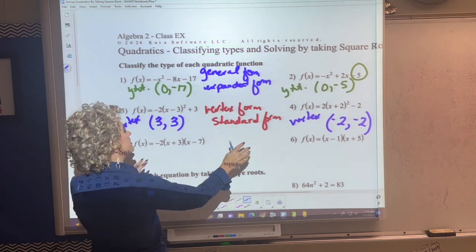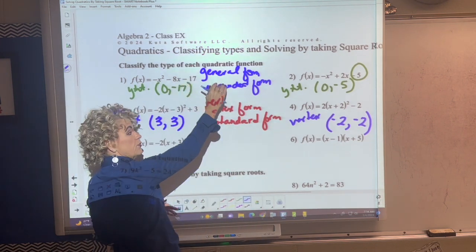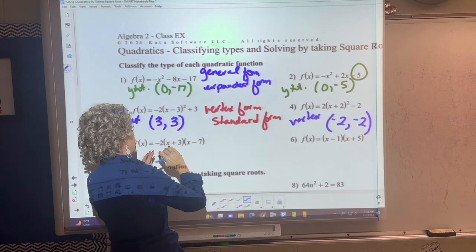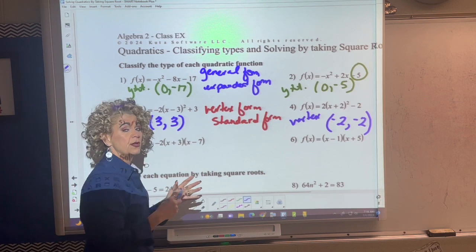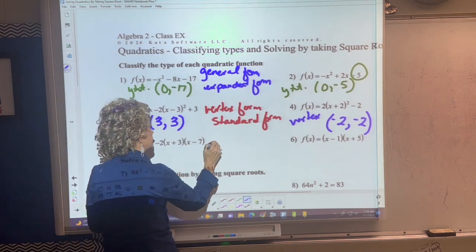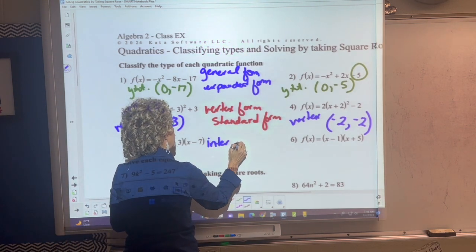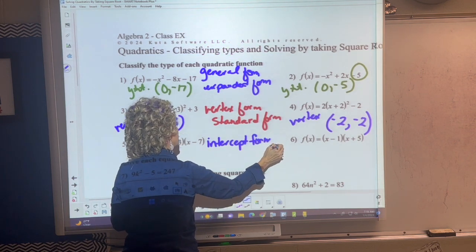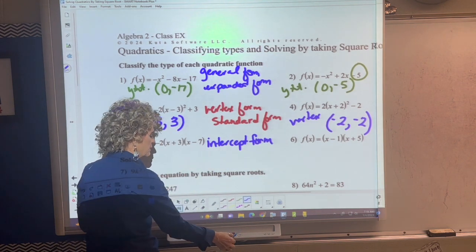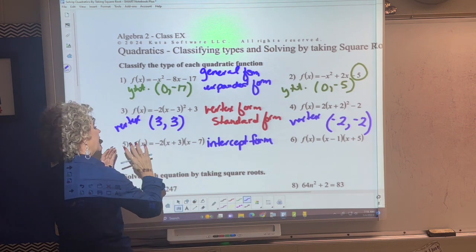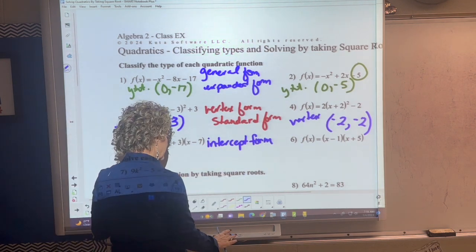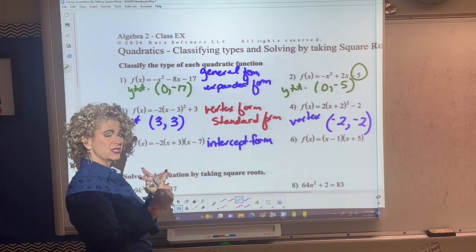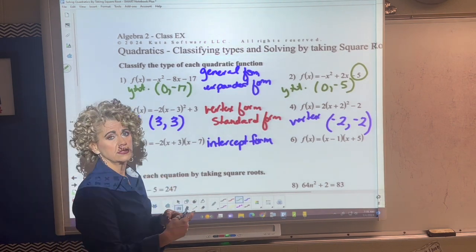Now, number 5 and 6, again, we've done general form, expanded form, we've done standard form, vertex form. This one right here, number 5, is our intercept form, okay? Our intercept form, specifically our x-intercepts. It's our solutions, so to speak. And in both of those, 6 and 7, we can talk about our x-intercepts. X-intercepts are also solutions, okay?